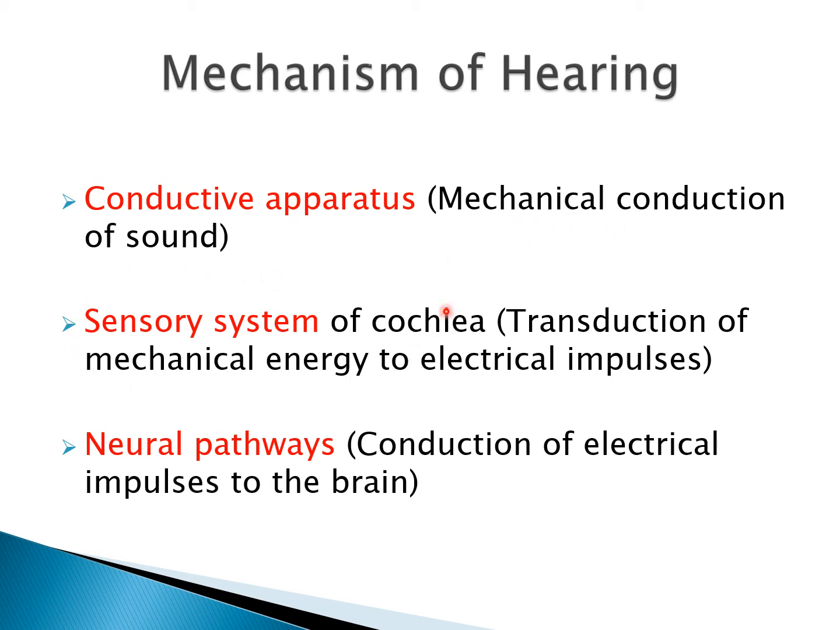Then the sensory system of the cochlea, where the mechanical energy is converted into electrical impulse. And finally the neural pathway, that is conduction of the electrical impulse from the inner ear to the brain. So we'll see the details of each apparatus one by one.